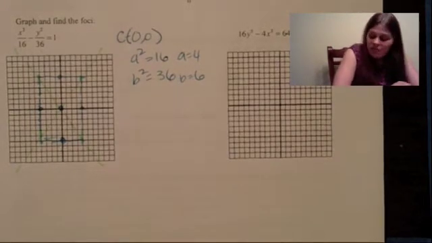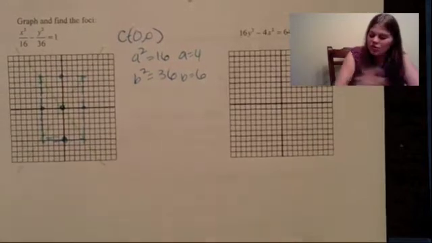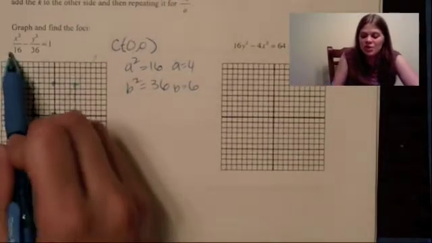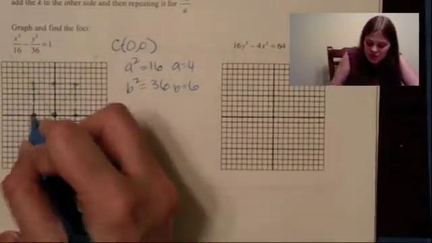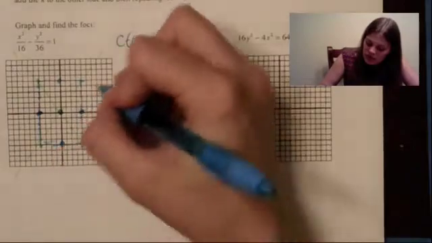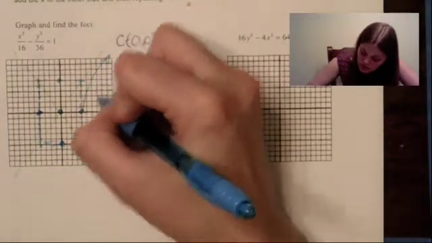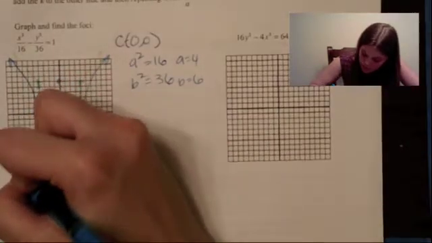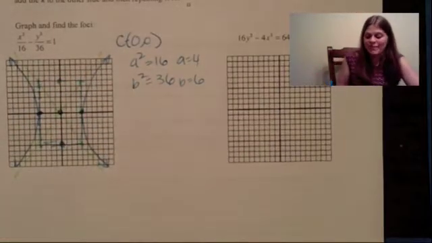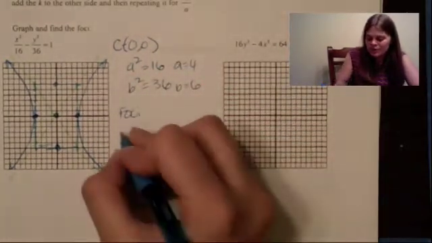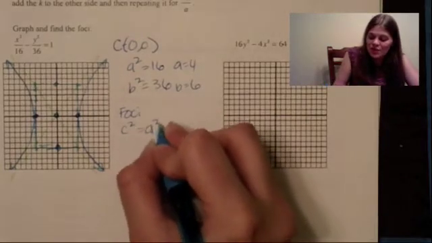As far as our graphing goes now, all I'm going to do is take the vertices, which are along whichever variable is positive. Since x is positive, my vertices are in the x direction. Or you can think, since the x is positive, it's going to be opening towards the x-axis. So I'm going to create it like this, and then I just create the shape that follows the asymptotes, like that.